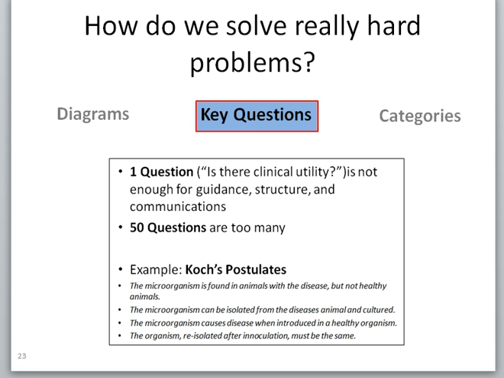When we talk about key questions, 1 is not enough. If the problem is assessing clinical utility, using one question, is there clinical utility, obviously is just rephrasing what we already knew and does not provide new structure or guidance for communications. 50 questions or 100 questions are too many. 4, 6, 8 questions seems historically to be a good happy median.